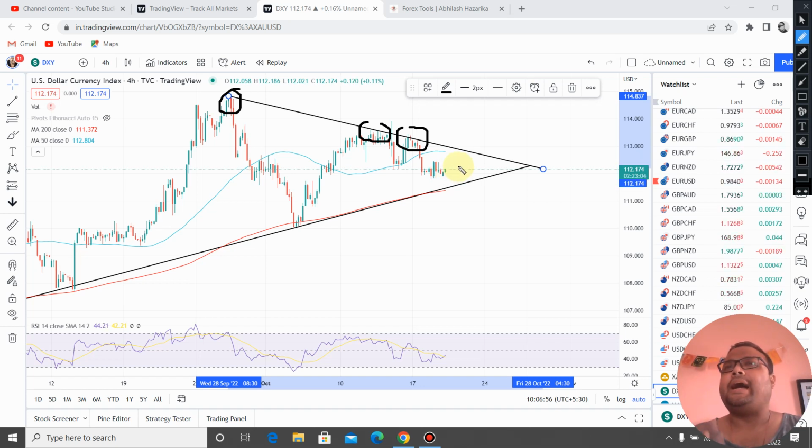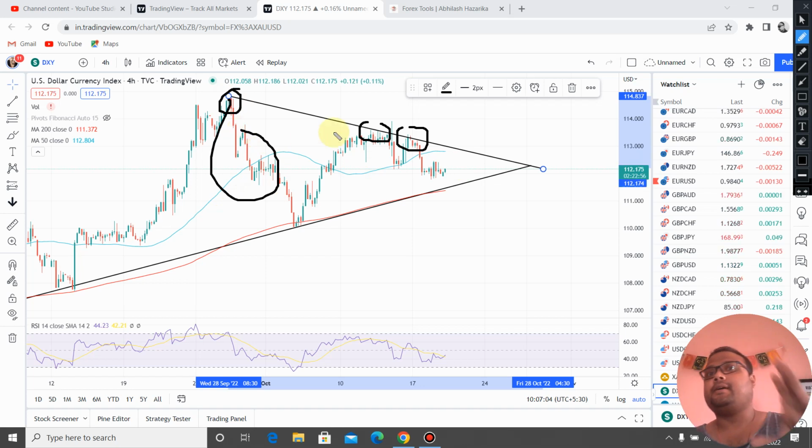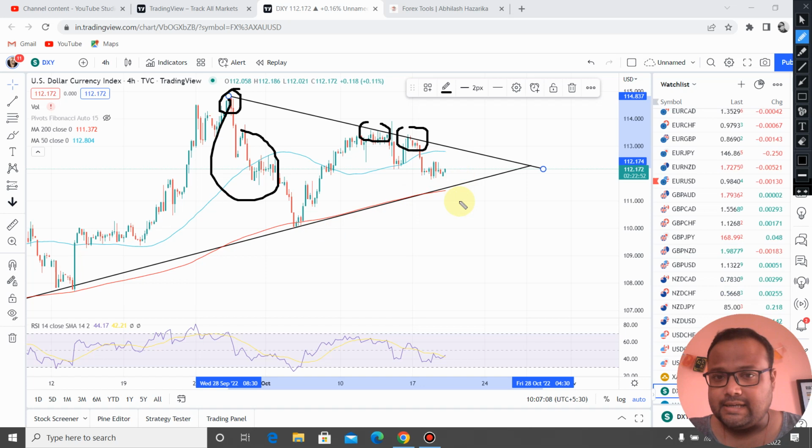I don't know whether it will come or not, but the chart is telling us that there may be some correction, or not a small correction like this, but there may be some big correction. Once DXY breaks this trend line, there may be a big correction in the market very soon. So let's wait and watch.